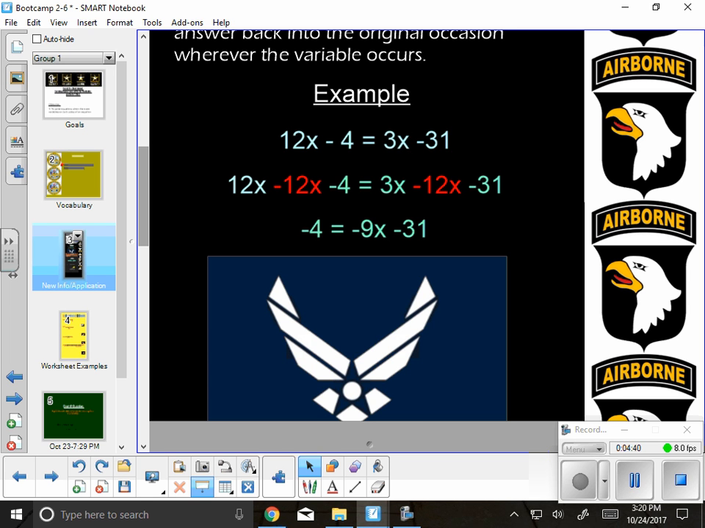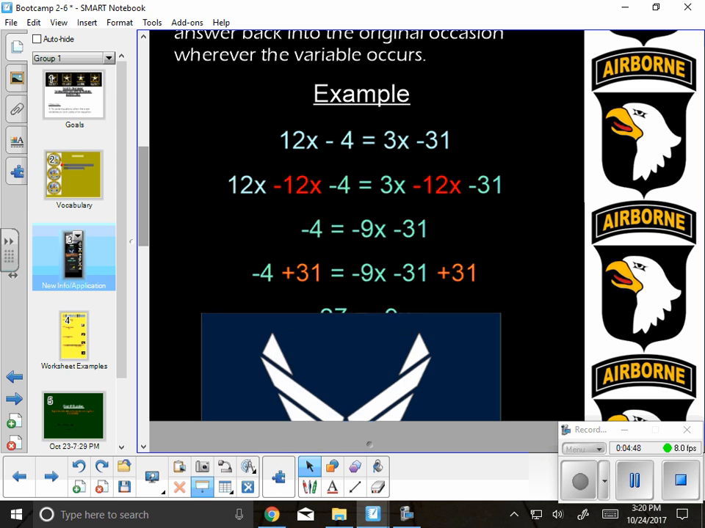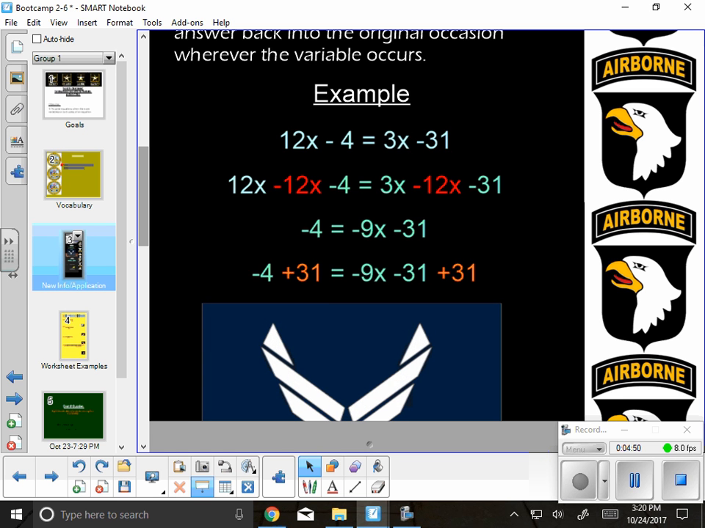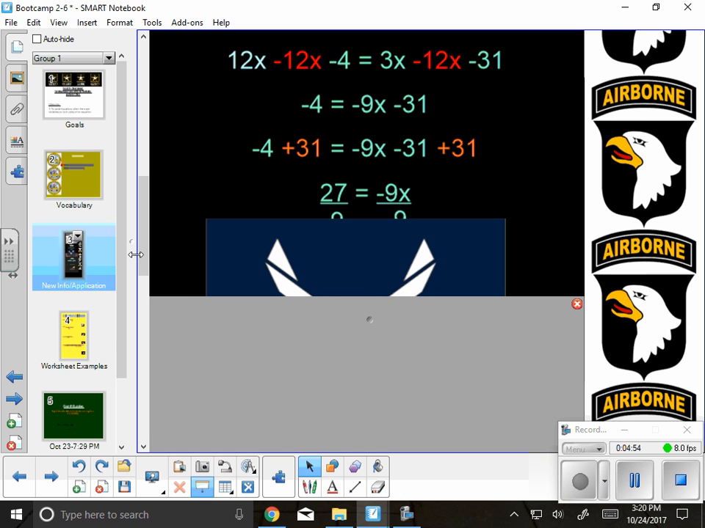31. From here, you're going to want to get rid of everything that also is still not attached to the x variable, and that's going to be the negative 31. So you're going to add the opposites. You're going to add 31 to both sides. Once you do this, you're going to end up with negative 9x equals 27.